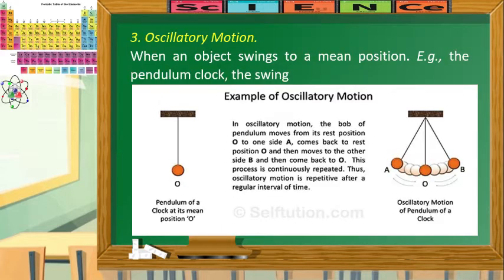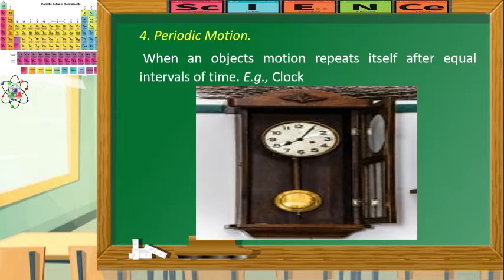The third type of motion is oscillatory motion. When an object swings to a mean position, for example, the pendulum clock or the swing. The fourth type of motion is periodic motion, when an object's motion repeats itself after equal intervals of time, for example, the clock.